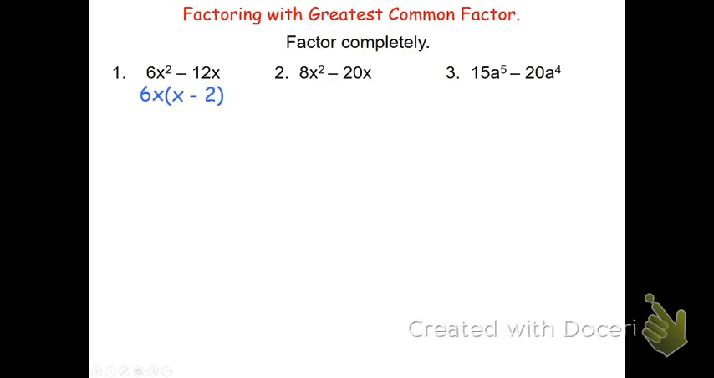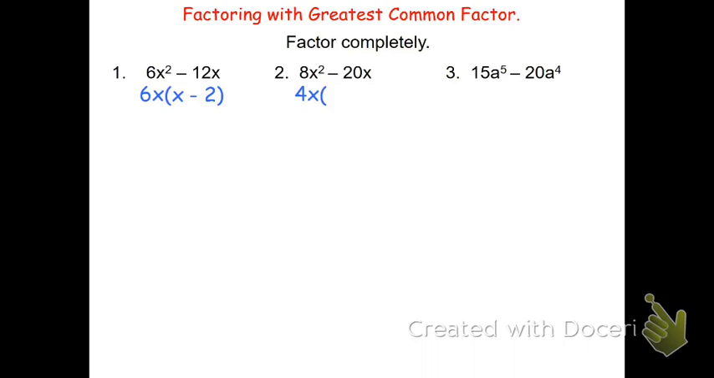Now looking at problem 2, I've got the numbers 8 and negative 20. I need to find something that will divide into both. Now while 2 does divide into both, it's not the biggest or the greatest common factor. In this case, 4 will divide into 8 and 20. I also have variables on both, so I look for the smaller exponent. I have just an x as opposed to an x squared. So putting it together, I can factor out both a 4 and an x. So my greatest common factor is 4x.